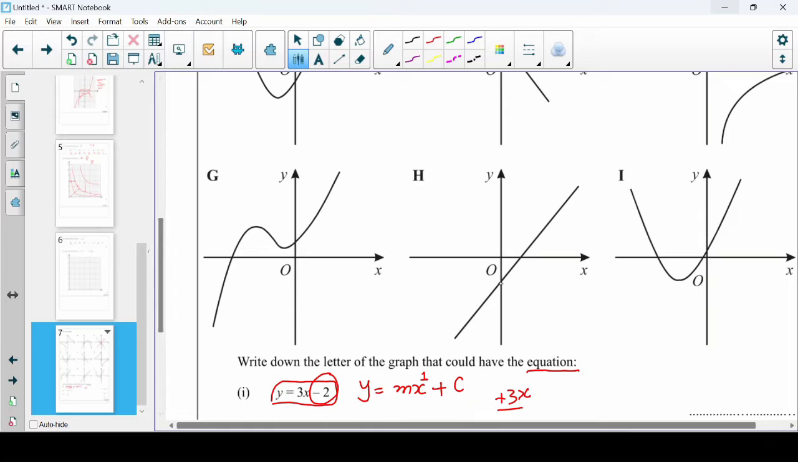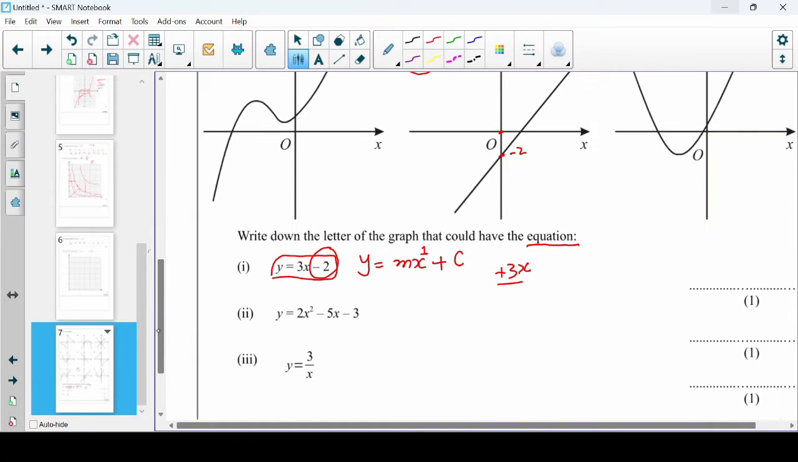And in this option we see a positive line and this line is crossing the y-axis in the negative zone, just below the axis. That shows that this h is our correct option. So what we do is we write here h.